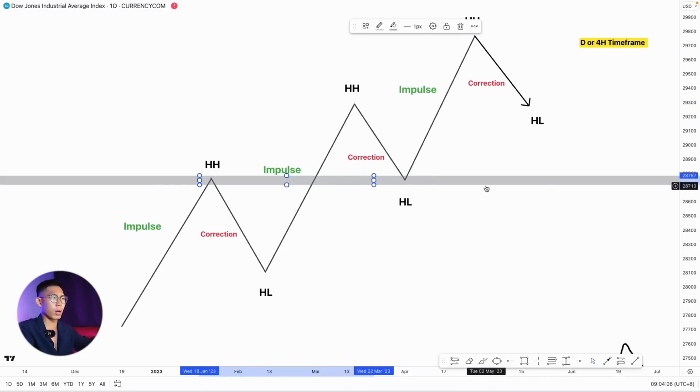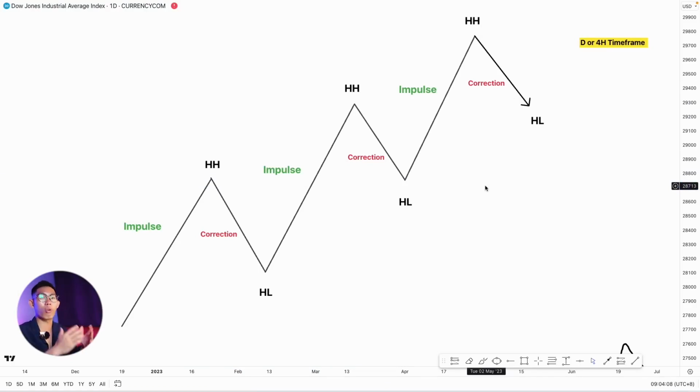So what we see over here is on maybe the daily or the 4-hour time frame. On the daily or the 4-hour time frame, this is where we have your major structure, right? Market structure is much clearer. You can clearly see the higher highs, the higher lows.